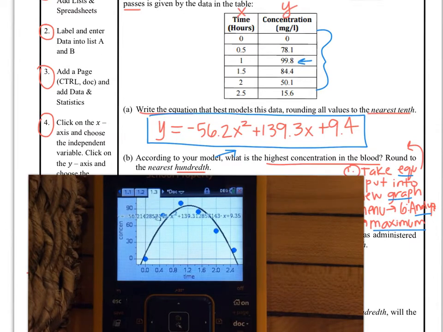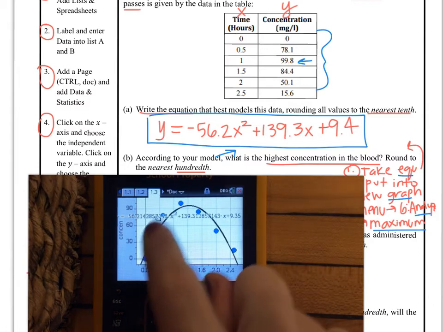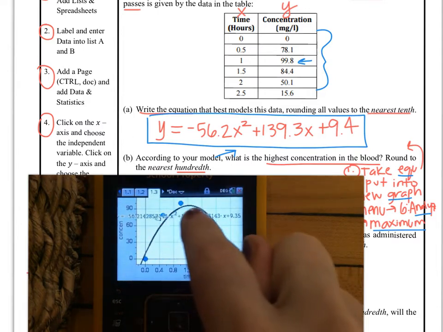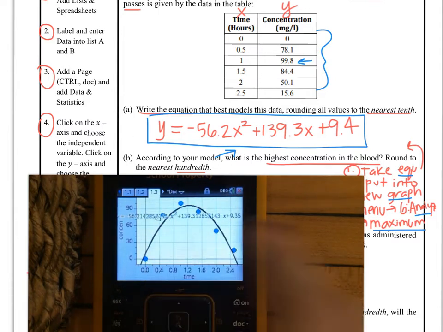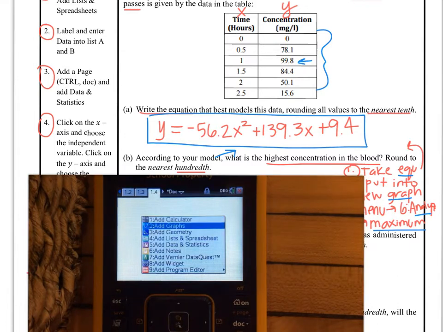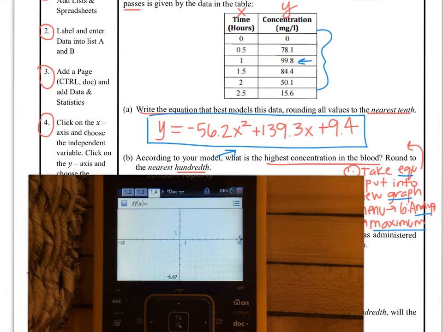Now the next part of the example, part B, says what is the highest concentration, or the highest Y value, in the blood? We're not going to use the actual dots from here or our table. We're going to use the line or the curve of best fit. So now that we have the equation of that, we have to go to the actual graph feature. So add a new document, so control document and add a graph, number 2. And we're going to type in our new equation that we just got from our line, negative 56.2 x squared plus 139.3x plus 9.4. Get our graph.